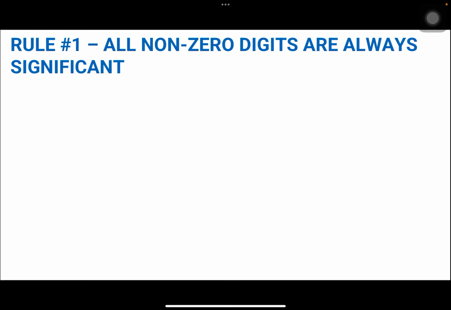All non-zero digits are always significant. So ibig sabihin, lahat ng hindi zero na value, for example, numbers 1 to 9, are significant. So for example, we have 28.74. How many significant numbers or digits are there? Lahat sila ay non-zero. Therefore, we can have 1, 2, 3, 4. We have 4 significant numbers.